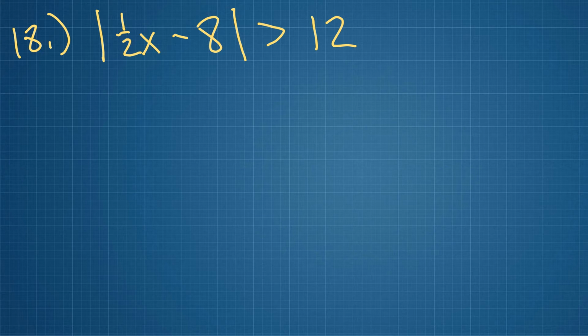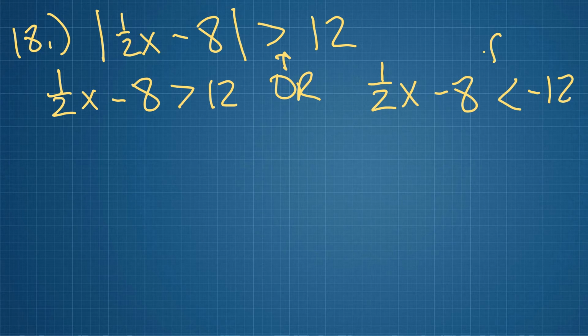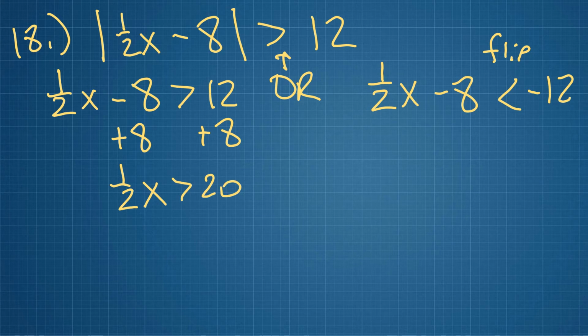All right, 18, exact same concept as everything before. I write it once. 1/2 x minus 8 is greater than 12. It's an or because I see that as a greater than. I write 1/2 x minus 8. This time I write less than negative 12 because remember the rule says you must flip it. I add 8 to both sides. I get 1/2 x is greater than 20. I'm going to multiply both sides by 2 to get rid of my fraction. So x is greater than 40.